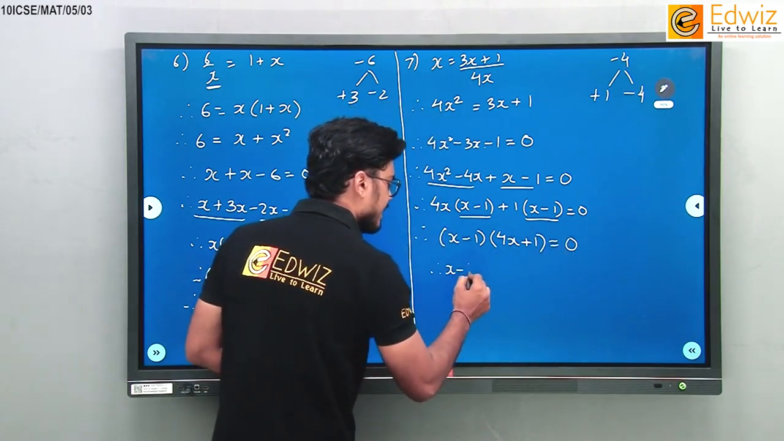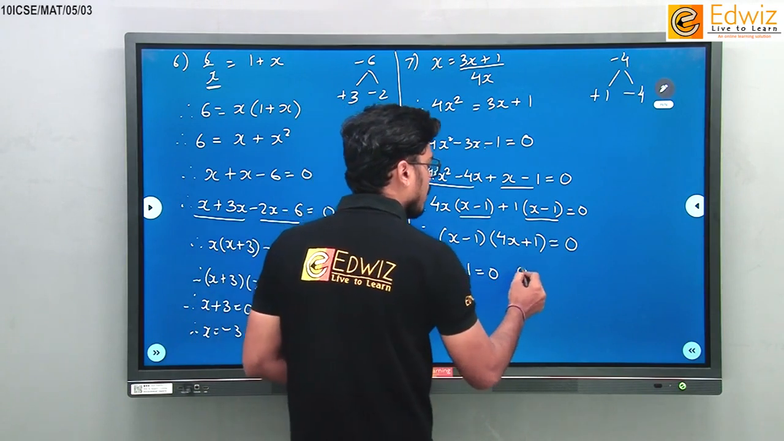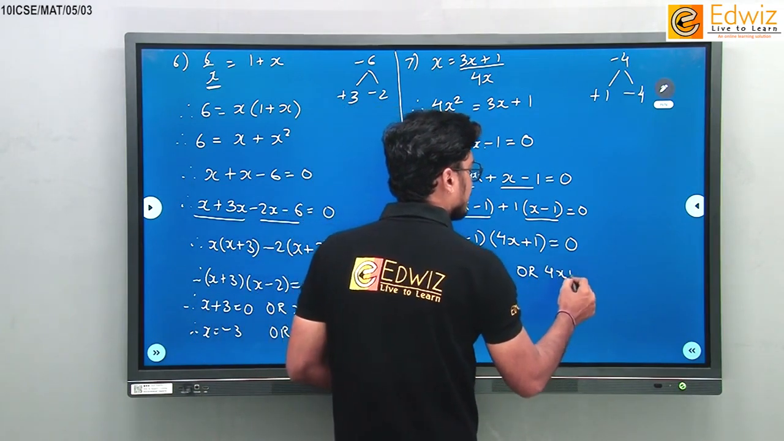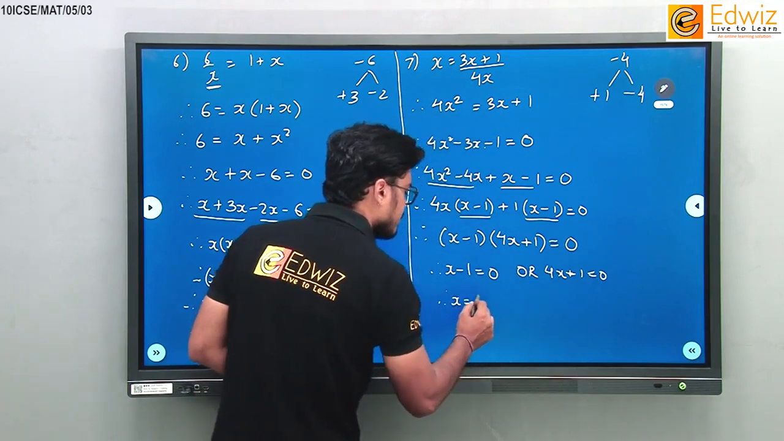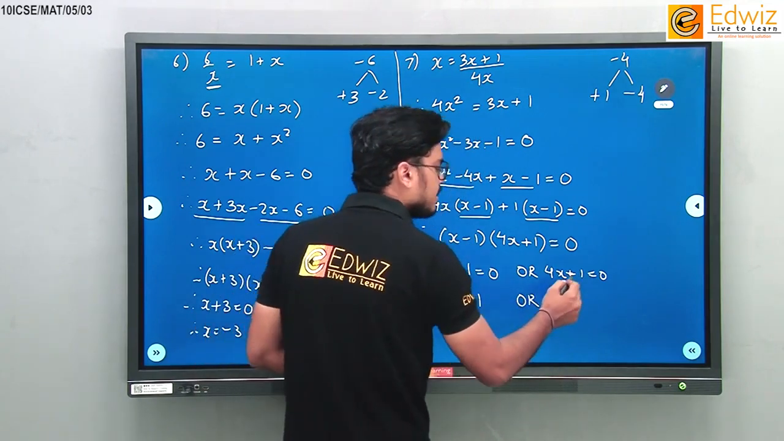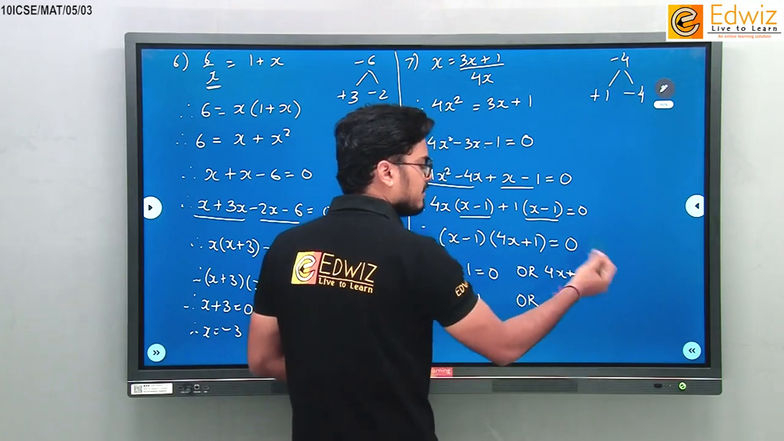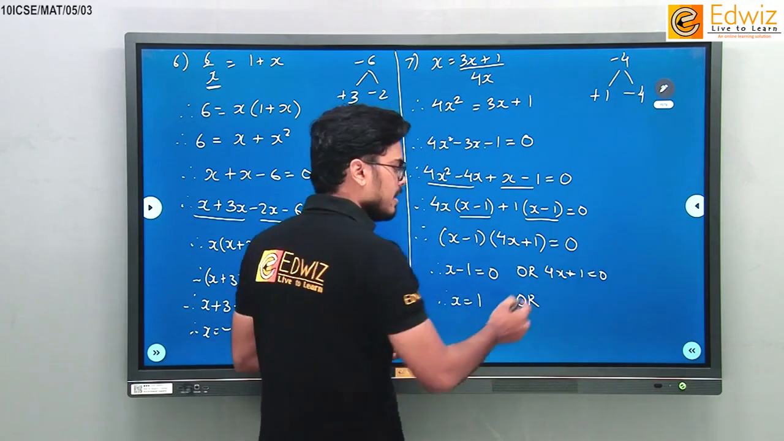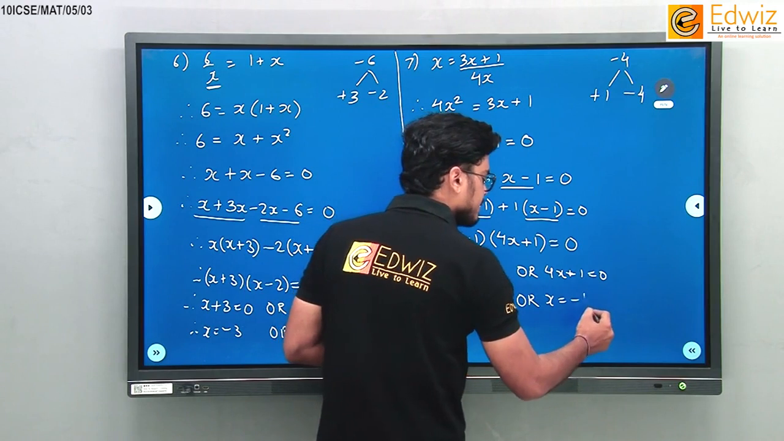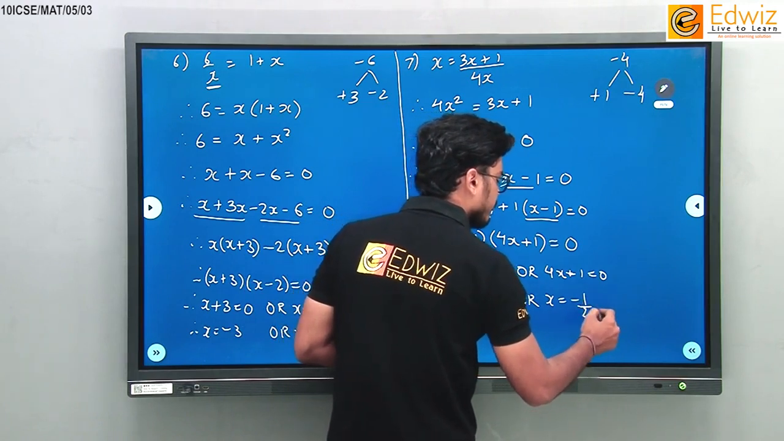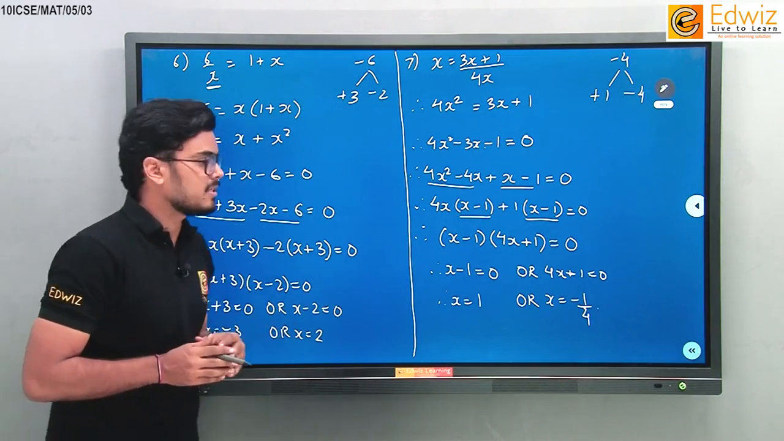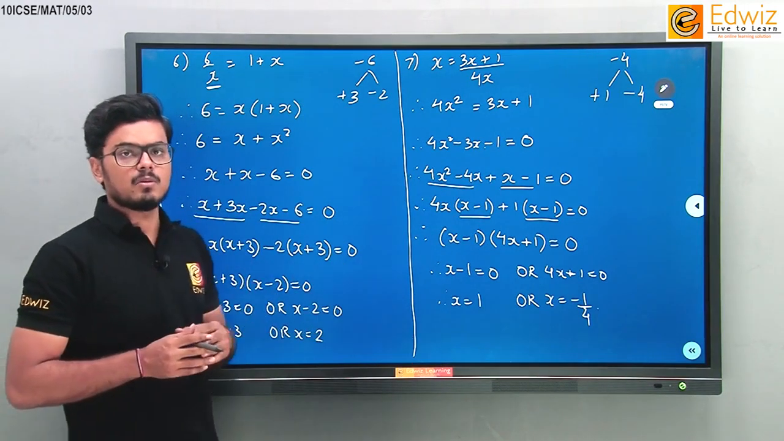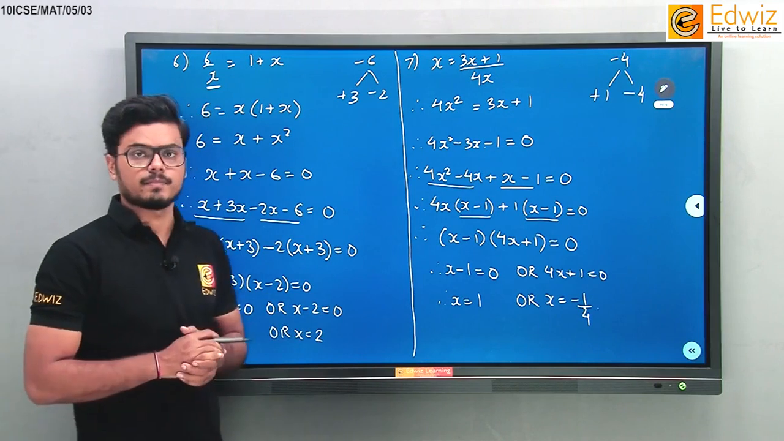That means x minus 1 is 0 or 4x plus 1 is 0. Okay, so x is 1 or here minus 1 will go on the other side, plus 1 will go on the other side, it will become minus 1 and x will be minus 1 divided by 4. Okay, so this was question number 7, seventh equation. Please take a minute to note this down, then we'll move on to the next question.